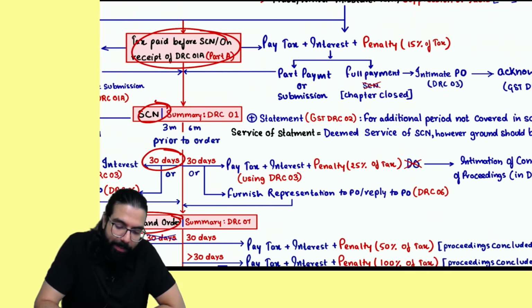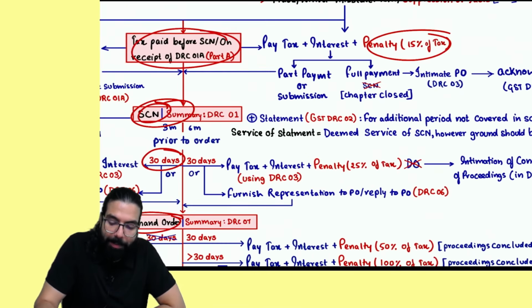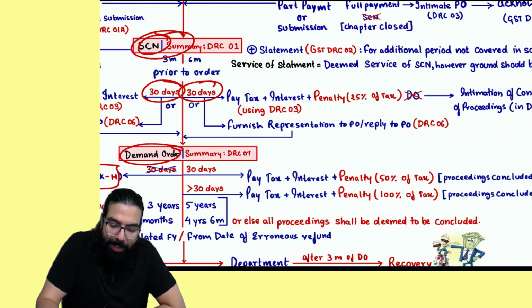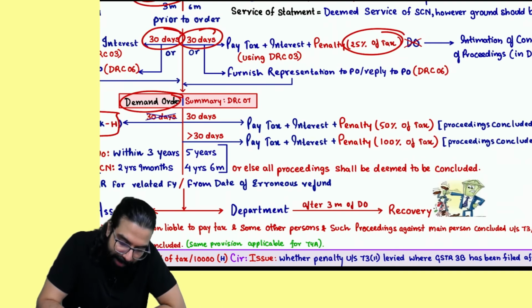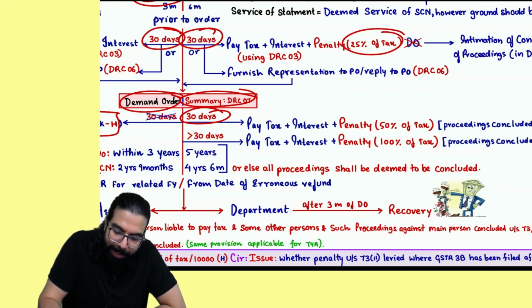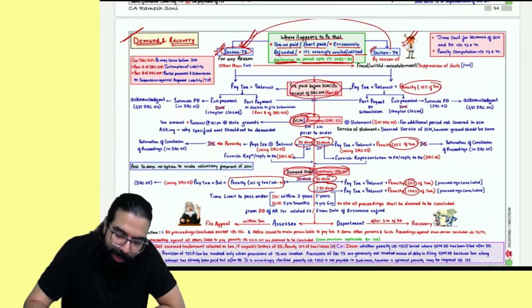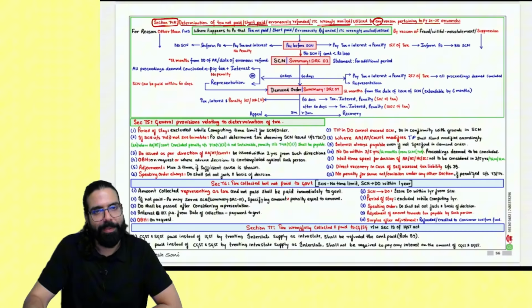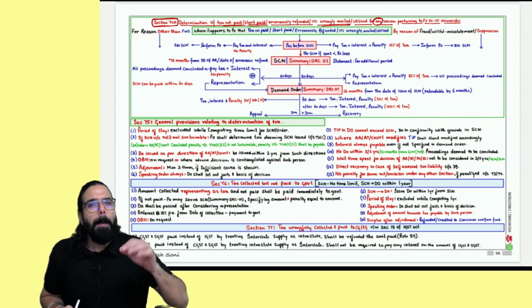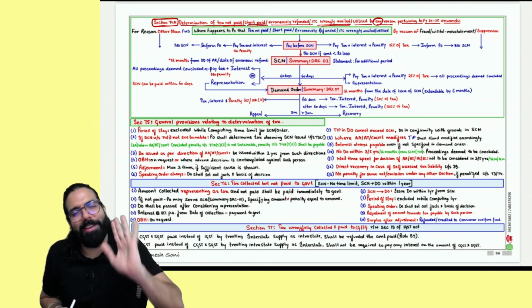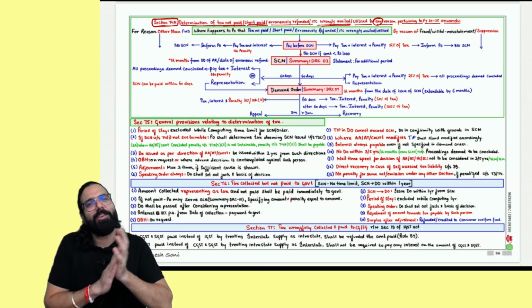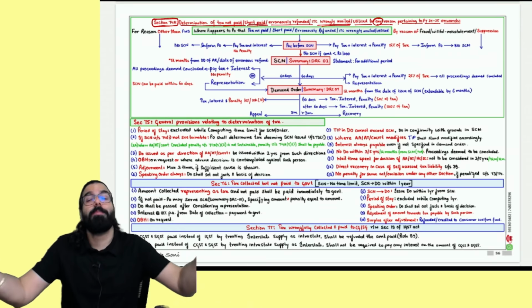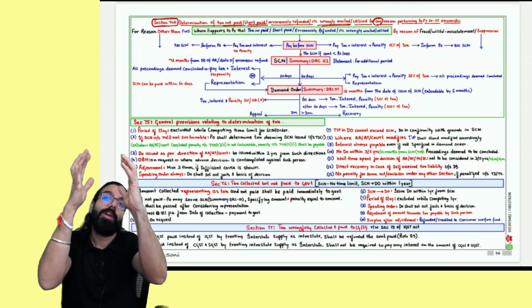In case of fraud cases, prior to show cause notice, 15%. After show cause notice, within 30 days, 25%. After demand order, within 30 days, 50%. After 30 days, 100%. Now, 73 and 74 have been merged and one single section is there, which is 74A. Listen carefully. Penalties in section number 74A also, they are talking about fraud case and non-fraud case, but in one section only, which is 74A.